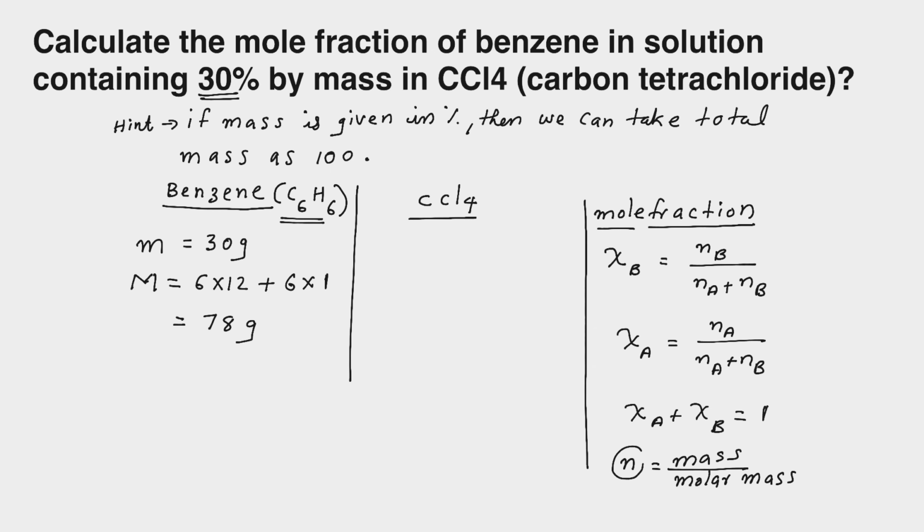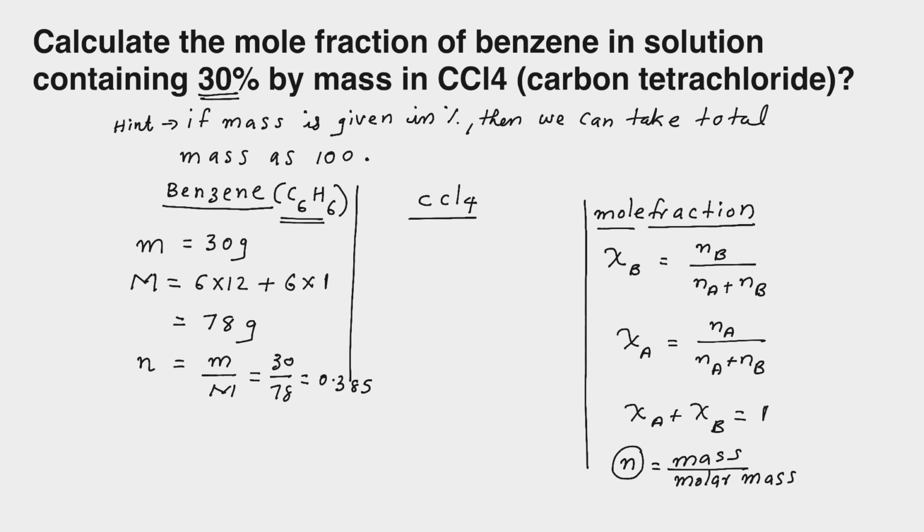Now, use this equation to find the number of moles. Number of moles is equal to mass by molar mass. So, that is 30 by 78. So, what you are getting? You will be getting 0.385.